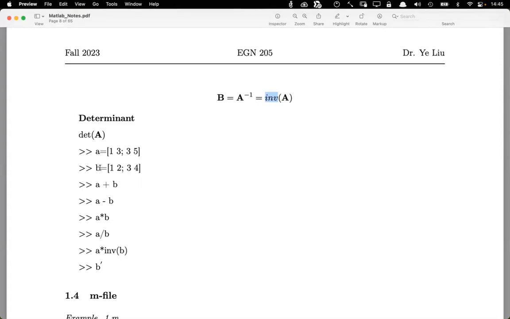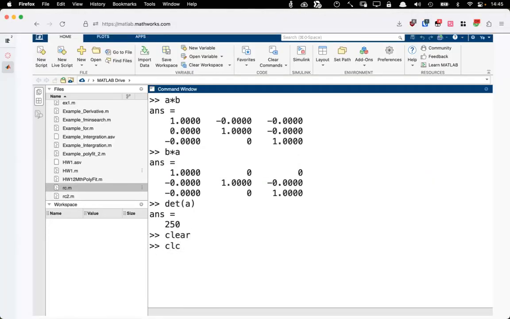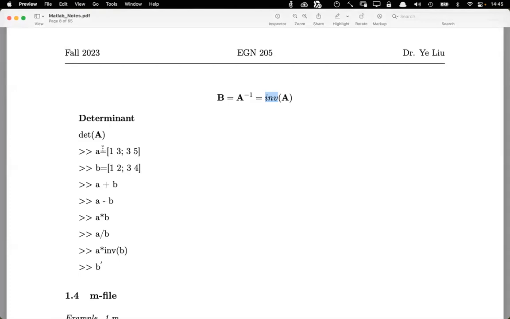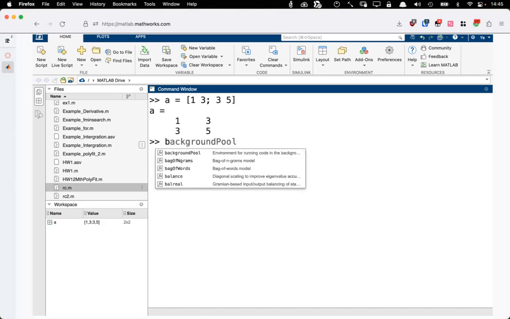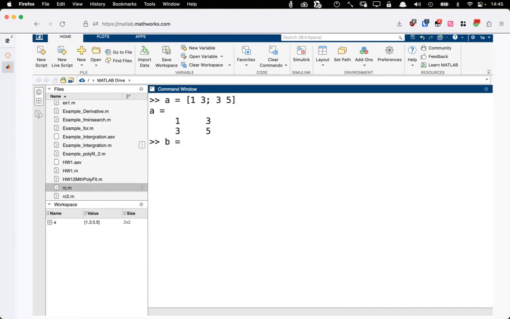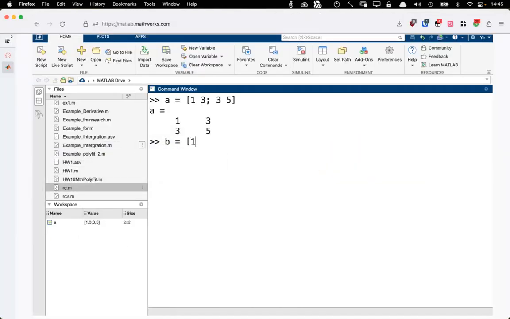Okay, let's just do this. Clear all, clc. A equals 1, 3, 3, 5. B, so this is a square matrix, 2 by 2, equals 1, 2, 3, 4.